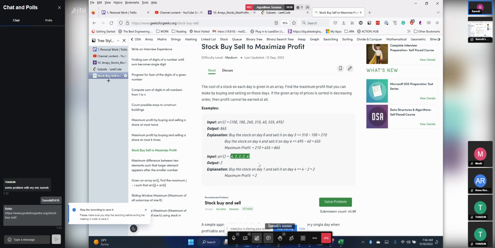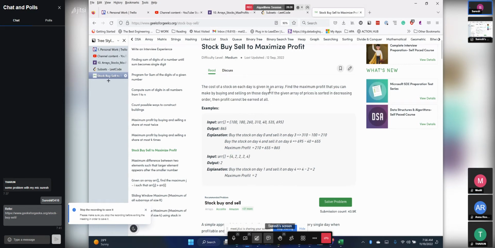Is it clear or confusing? Yeah, it's clear. So first of all, we will buy a stock and we'll look for which day to sell so that we can get the maximum profit. Exactly. Maximum profit. Suppose we're buying only one time. Yes.